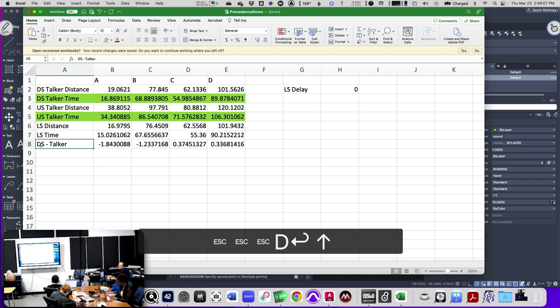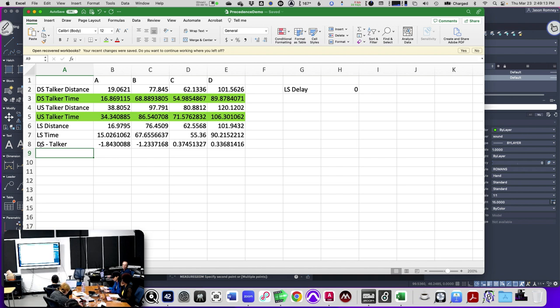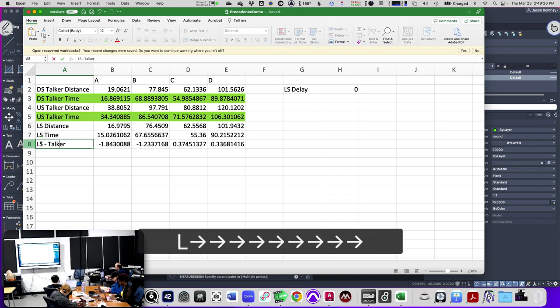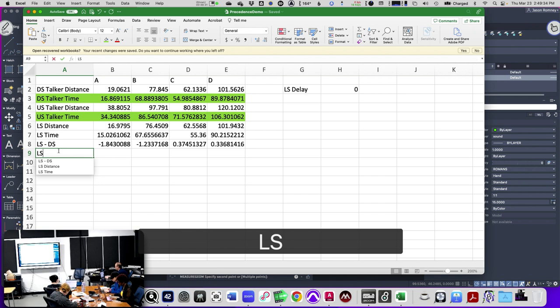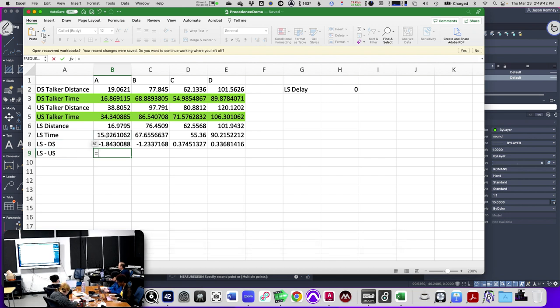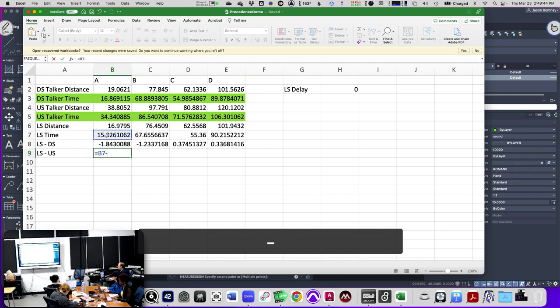Okay, and this is where I'm going to get to your question. Now I have to add some new math, which is that I have to do that same thing for the upstage location. So this is going to be LS minus downstage, the loudspeaker minus the downstage talker. And now I need to do loudspeaker minus the upstage talker. So we'll do the loudspeaker time minus the upstage talker time.